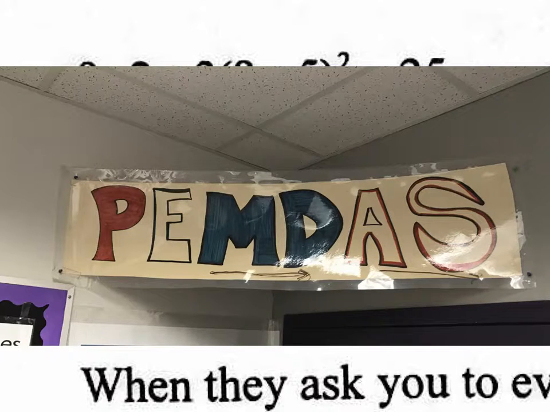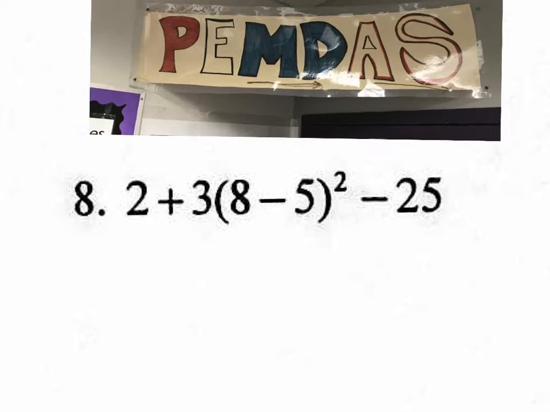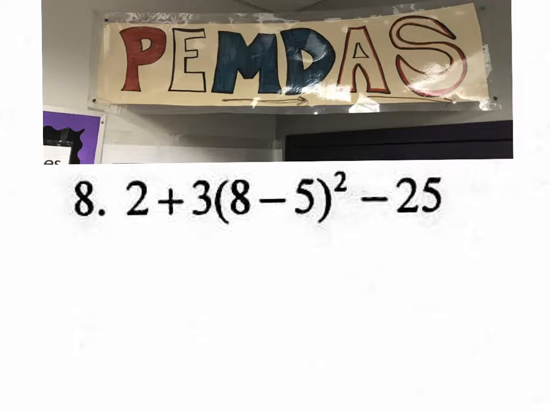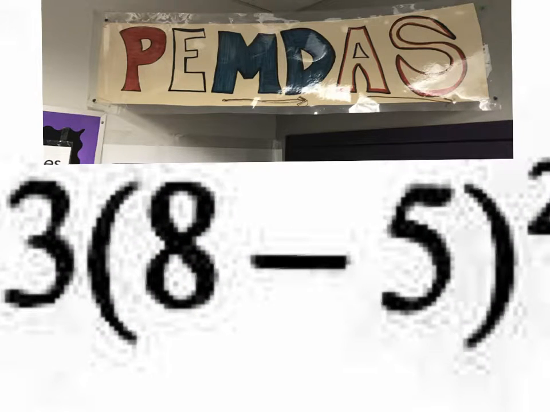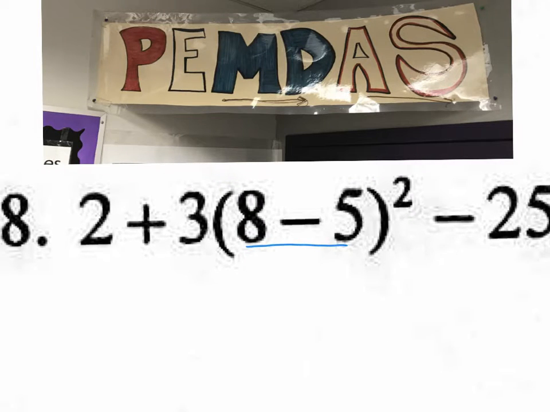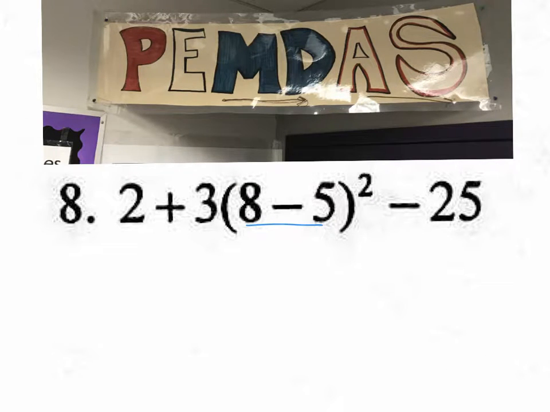So again, at the corner of the class, we have PEMDAS, and that helps us with the correct order. We always start with P, which is parentheses, and parentheses obviously means to zoom in. So you zoom in, ignore everything else, and just think about what 8 minus 5 is. And what is 8 minus 5? 3. So I'm going to write the answer 3, and then I'm going to rewrite everything.